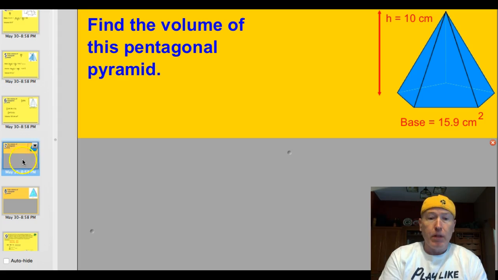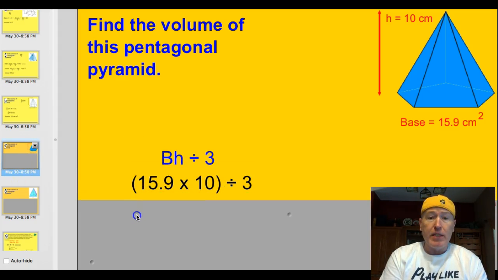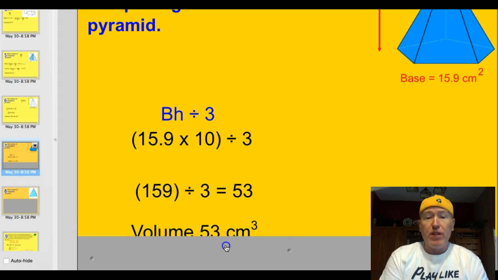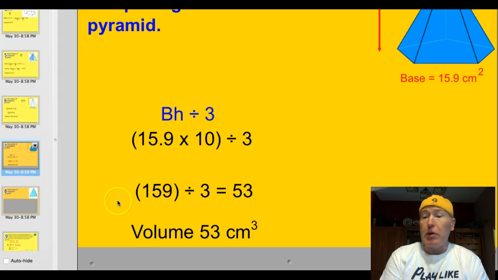Okie dokie. Pretty simple. You already had the base, the big B. So 15.9 is the base times 10 divided by 3. 159 divided by 3 is 53. Volume is 53 centimeters cubed. I decided to use base times height with this kind of a division symbol, divided by 3, instead of the fraction one, just to show you it just doesn't matter.